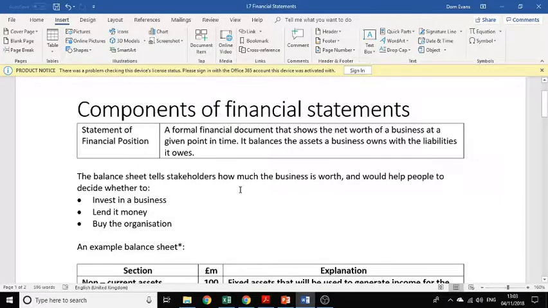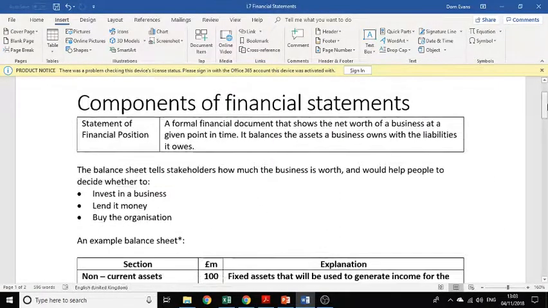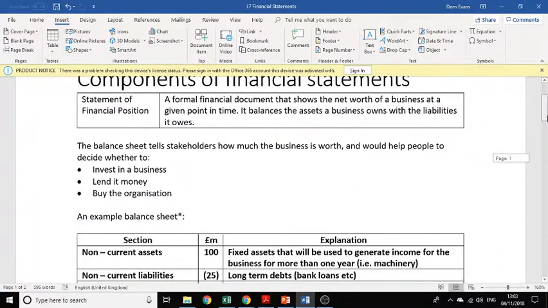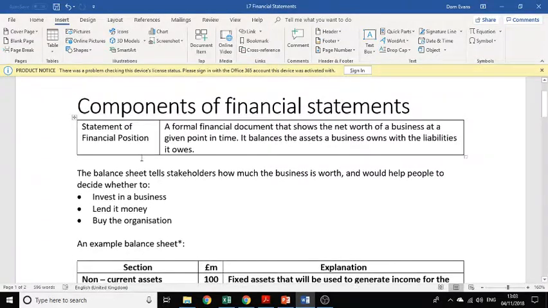So there are two financial statements that you need to be aware of. One of them is the statement of financial position. The other one is an income statement. There's more to learn about the income statement, but let's look at the statement of financial position first.